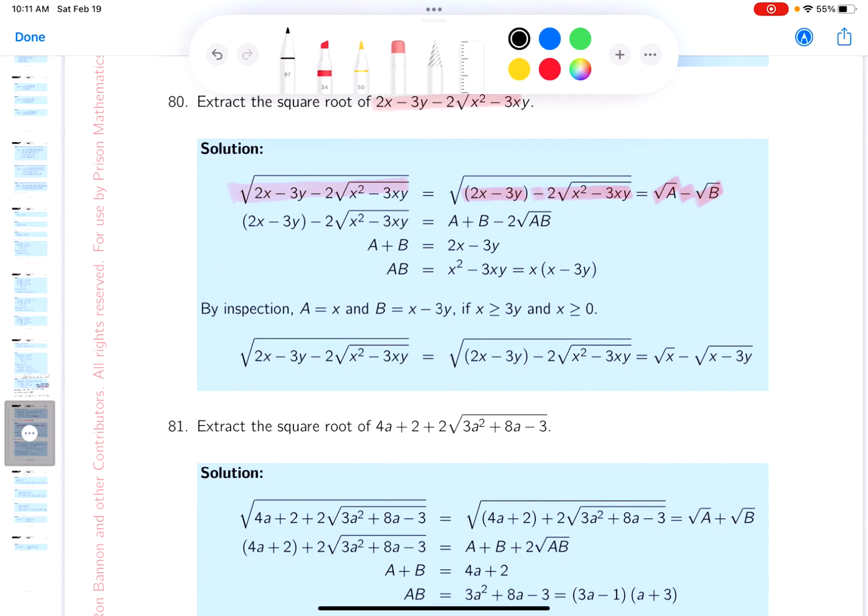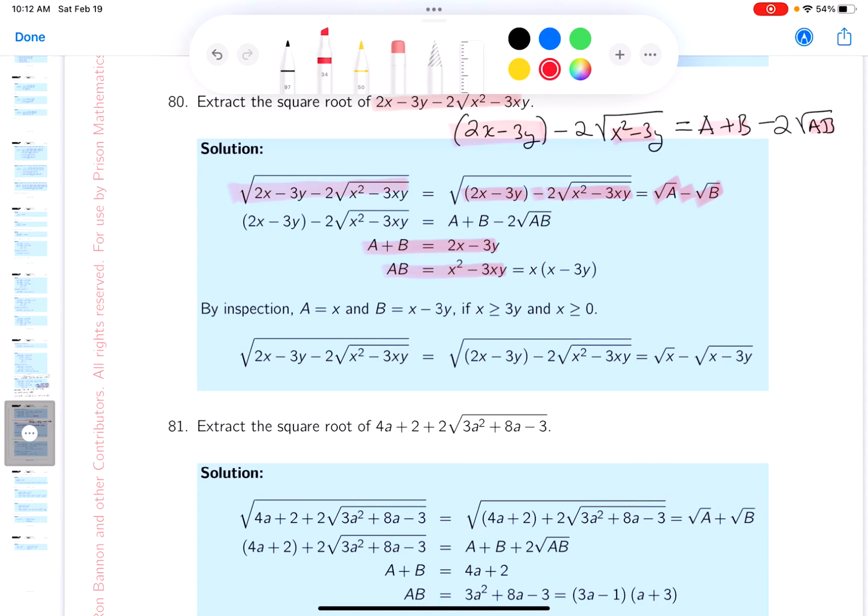And if you do that, you would get 2x minus 3y minus 2 root x squared minus 3y equals a plus b minus 2 root ab. Then what I do, I equate this with this and this with this. All right? Let me show you where that's written down. Right over here. Right over there.